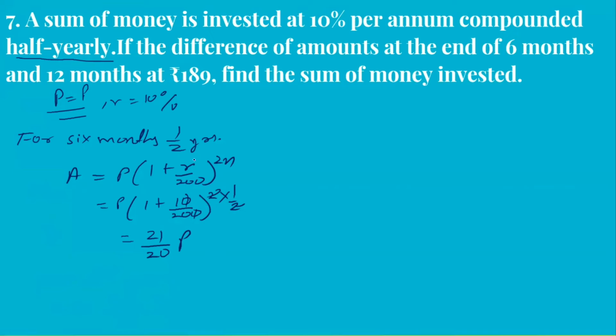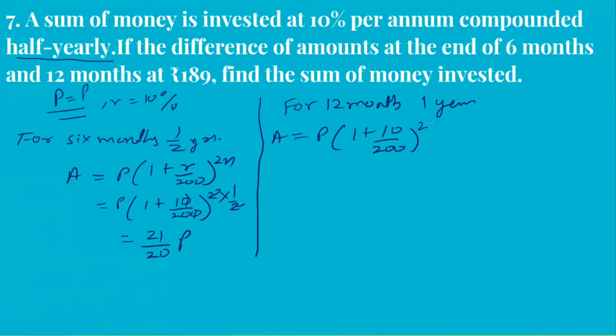Now for 12 months or 1 year, let us find the amount. So we get A is equal to P in bracket 1 plus R, which was 10 upon 200 raised to 2n. So 2 into 1, so it is going to be 2. So which we get as 20 plus 1, 21 upon 20 and square of that, which is 441. 21 square is 441p upon 400. Okay. So this is for the second year.